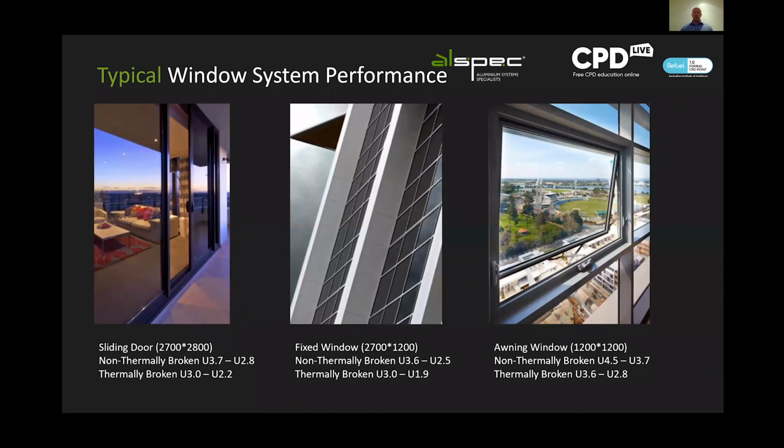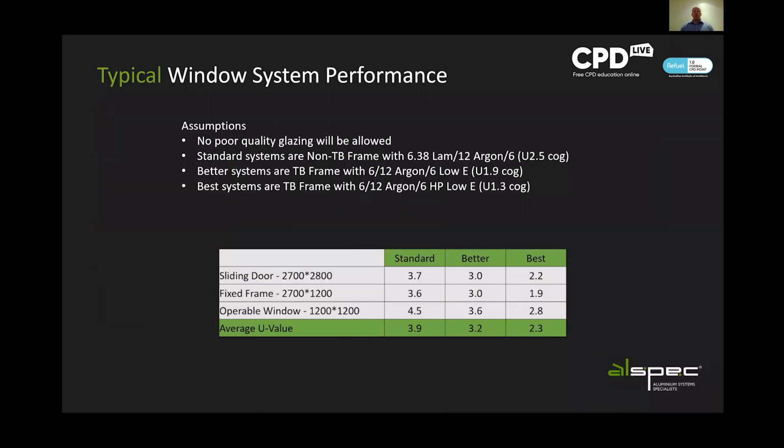And a sliding door sits somewhere in the middle of them. You have more aluminium than you do on a fixed frame, but probably not as inefficient as an operable window. So when we look at typical systems, I'm using typical systems in our models to try and show performance. But as I said, I'm not trying to be specific here. I've made some assumptions, and the assumptions are that there's going to be no poor quality glazing allowed with NCC 2019. So we're going to be looking at standard systems, better systems and best systems throughout the models.